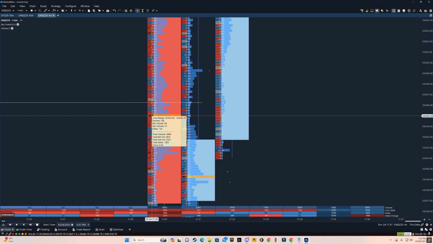If you add 95 plus 41, that is 136 contracts in total. So the difference between buyers and sellers was negative 54, which means there were 54 more sellers in this area. Okay, so I hope that is clear. Basically, bid is sell market orders and ask is buy market orders. And the difference between buyers and sellers at that specific price and transaction is called delta. So if it's negative, that means there were more sellers here.